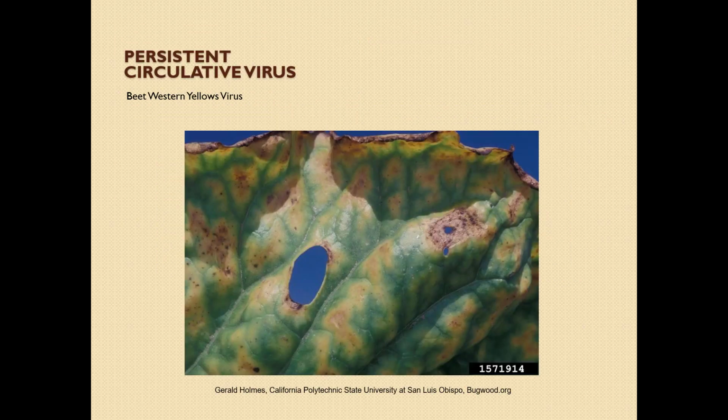Okay, here's beet western yellows virus. This is a persistent circulative virus spread through green peach aphid, which can retain it for the life of the insect.